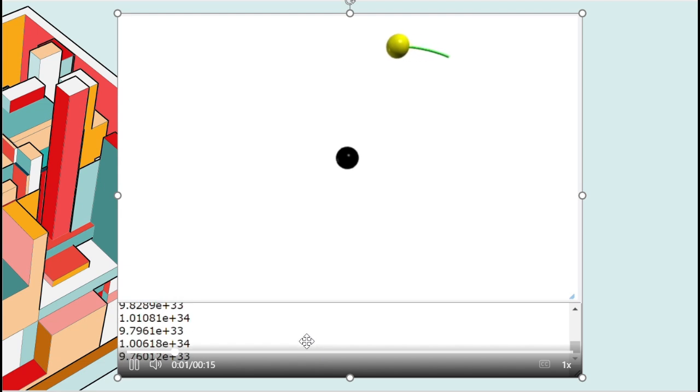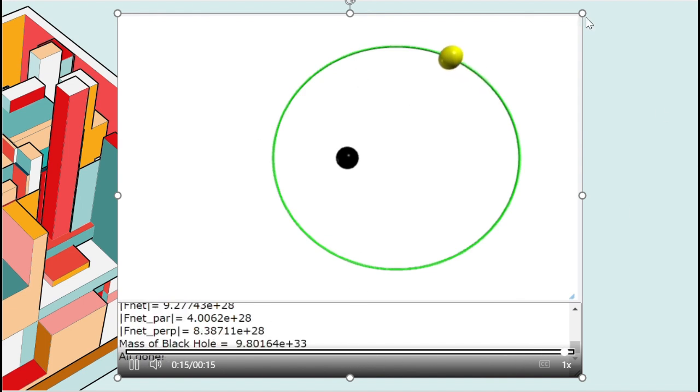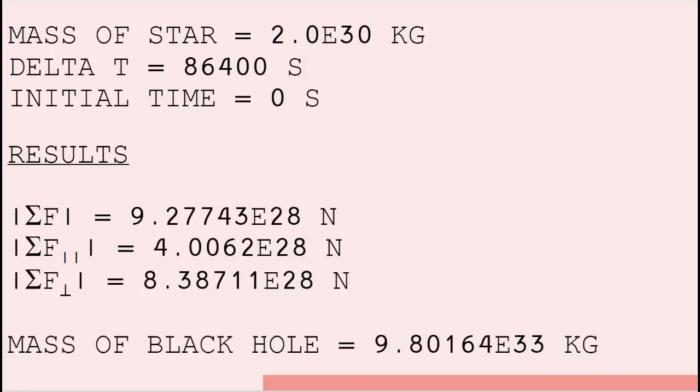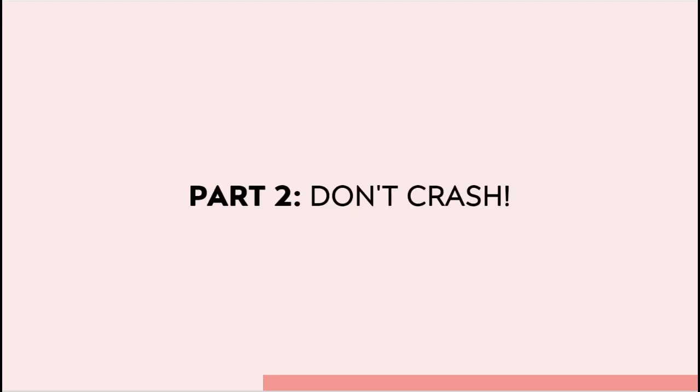And then I got this as the GlowScript computational model, and if we fast forward a bit, we get a nice orbit, and then we get that the mass of the black hole is this number right here, 9.8 times 10 to the 33rd kilograms, which is shown here with a few more results of the net force and its parallel and perpendicular components. So part 2: don't crash.